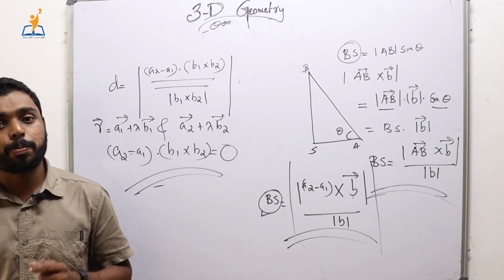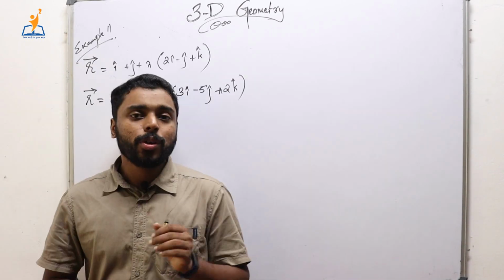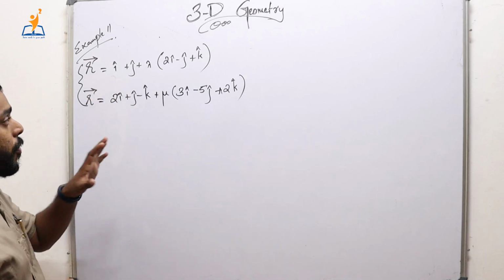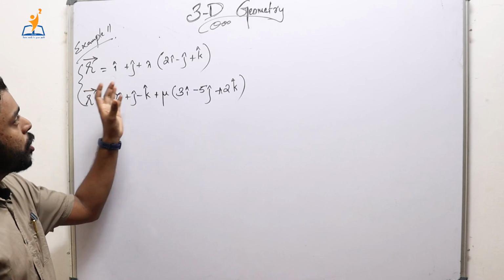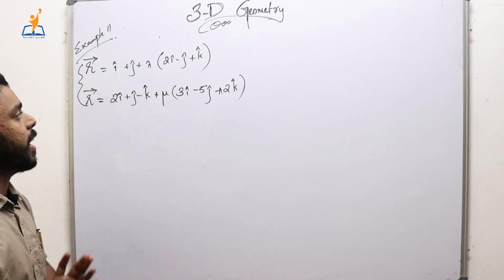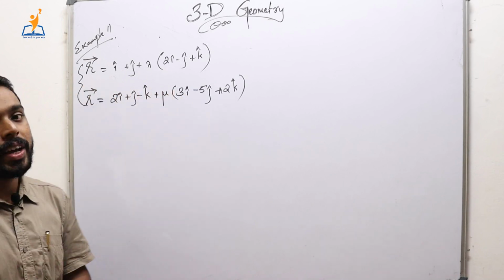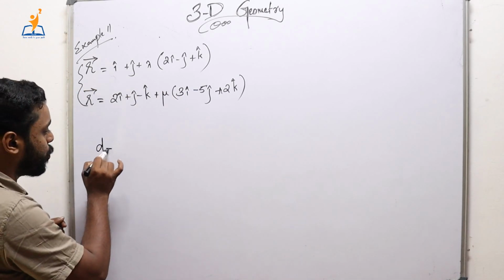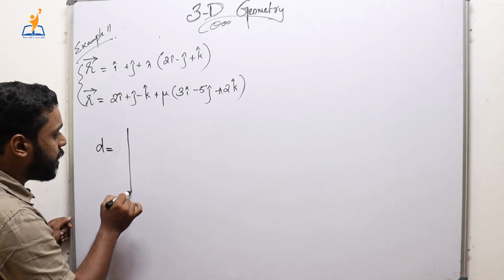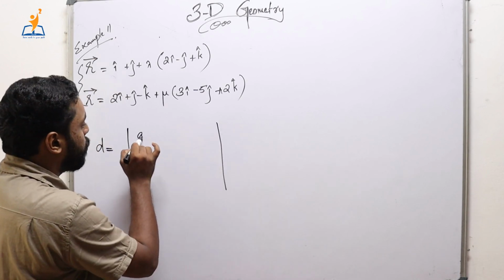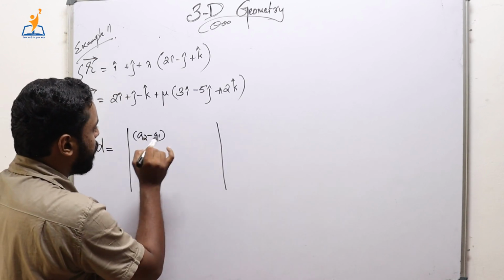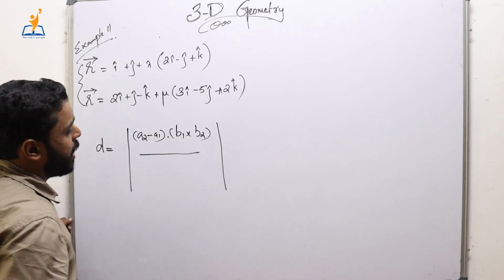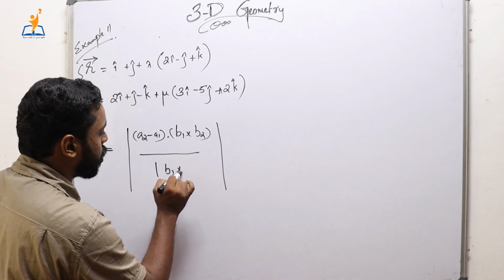Now we can do several problems regarding this. Coming on to example 11: find the shortest distance between 2 lines whose vector equations are given. So this is example 11. We know that the formula to find the shortest distance between 2 lines is given by the absolute value of A2 minus A1 dot B1 cross B2 divided by what? Modulus of B1 cross B2.